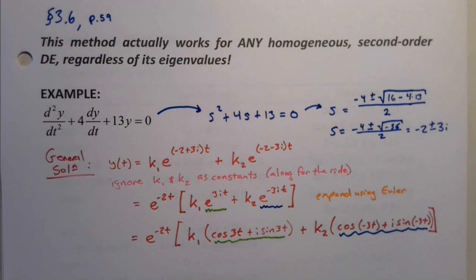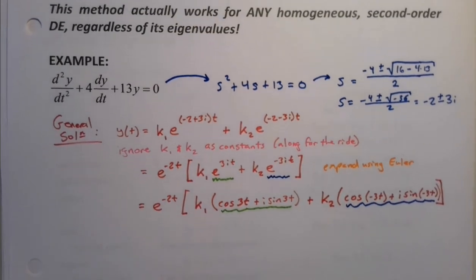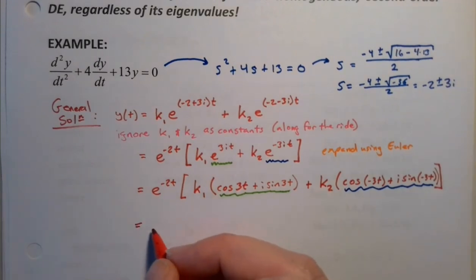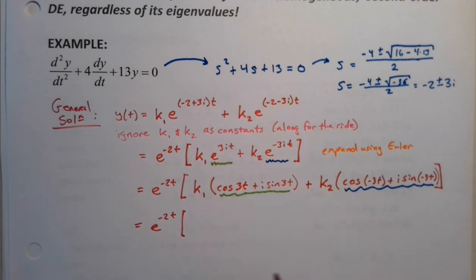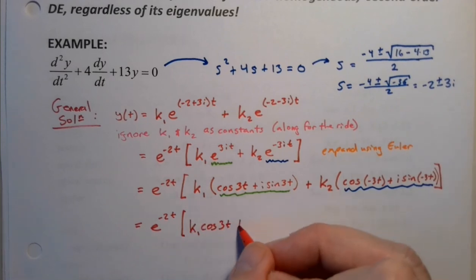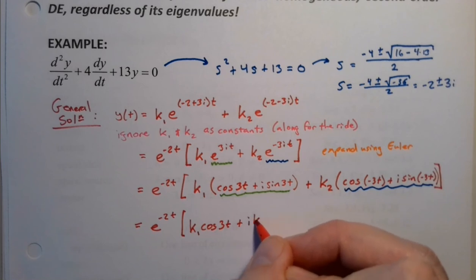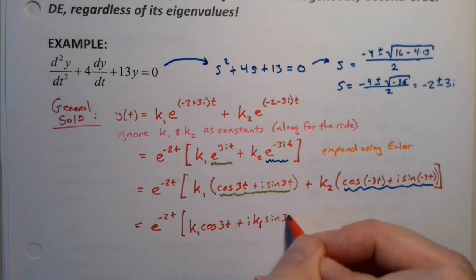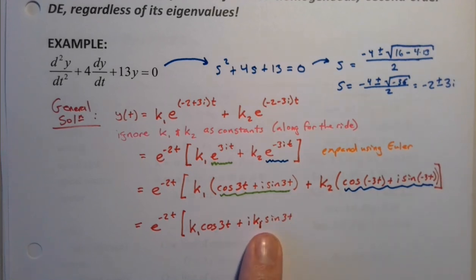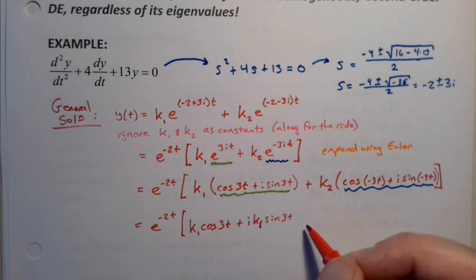Now, one thing that you probably recognize, or you should recognize from your trig class or your pre-calc class, is that when we start taking cosines and sines of negatives, they have particular value. So I'm just going to expand all this out, multiply it through, and see what we get. So I'll have k1 times cosine of 3t plus I times k1, not ki, k1 times sine of 3t. I should have put the I in front of the sine, and it doesn't matter.